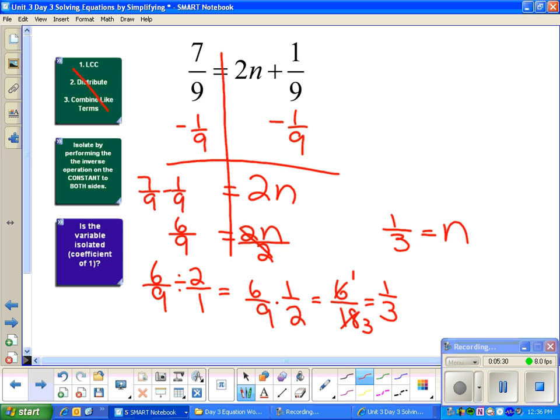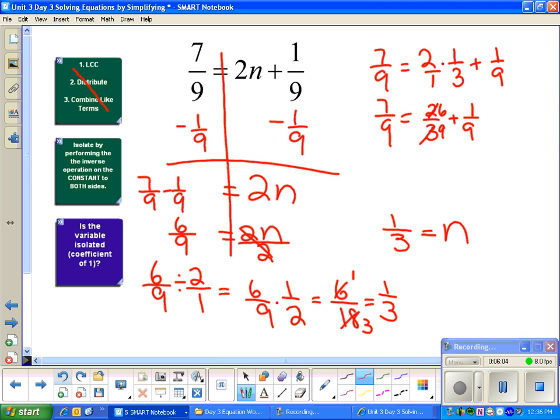Let's check our work. Okay, so I have 7/9 equals 2 times 1/3 plus 1/9. I have 7/9 equals 2/1 times 1/3. That'll be 2/3 plus 1/9. Trying to get a common denominator, so I can make a common denominator.